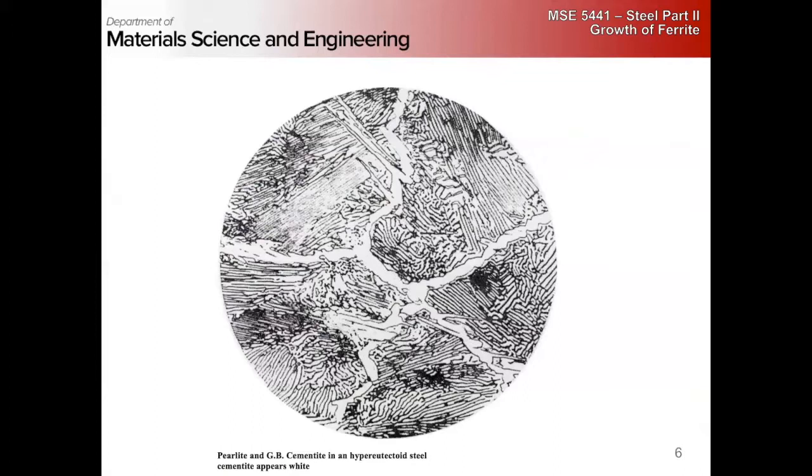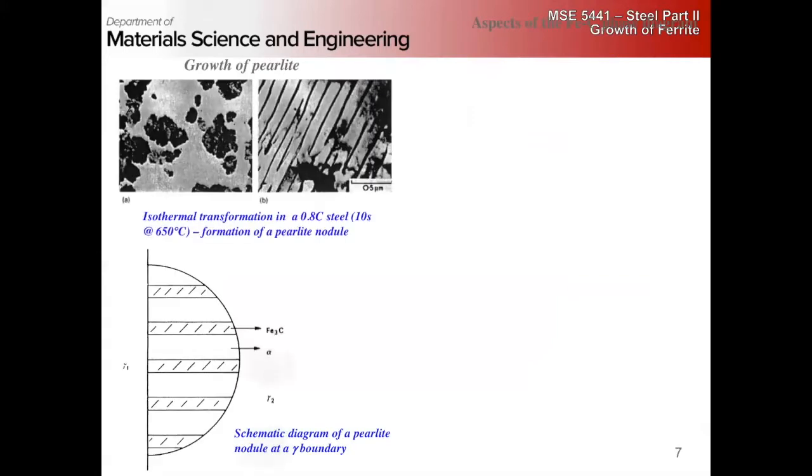On the other hand, if this were hypoeutectoid, we would not have the cementite on the grain boundaries, and a pearlite colony could grow to be larger than the austenite grain size, right? So if we think about how this pearlite colony can grow, we have a nodule that's growing at a prior austenite grain boundary.